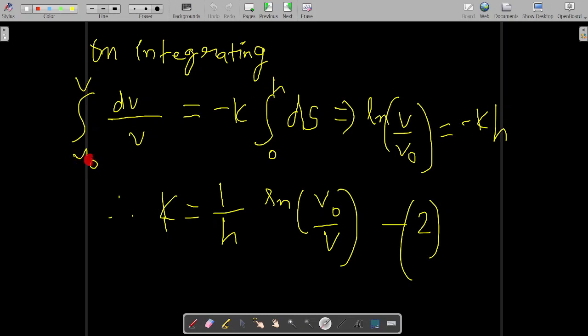Initially the velocity of the bullet was v naught and the final velocity is v. So you are doing like this. Then this will be ln v, then log a minus log b equal to log a by b, you can see. So ln v by v naught, then this is minus k, ds will become s, h minus 0 will come, then minus kh, and successfully we have found out the value of k also. So this is suppose your equation 2.